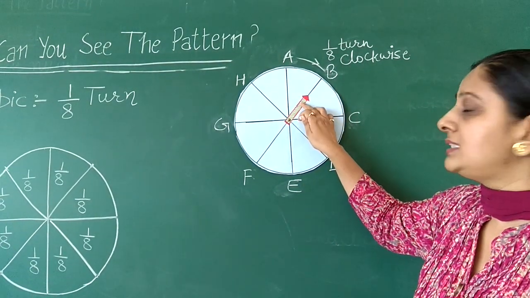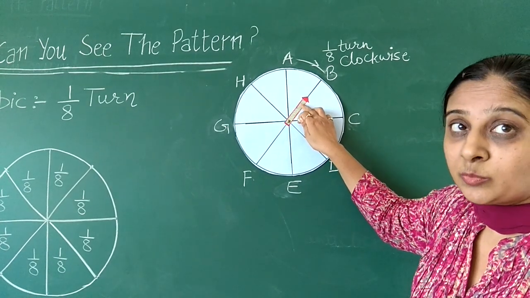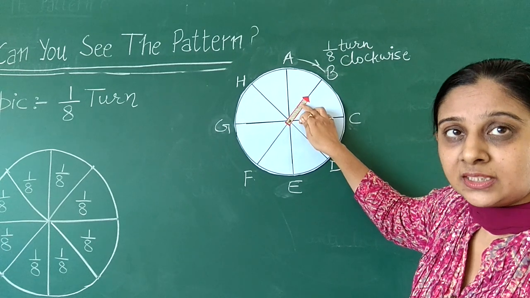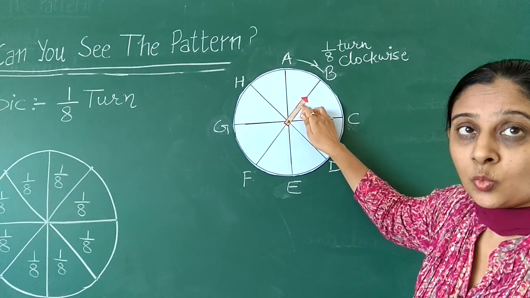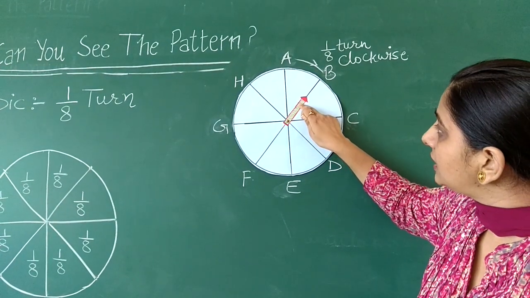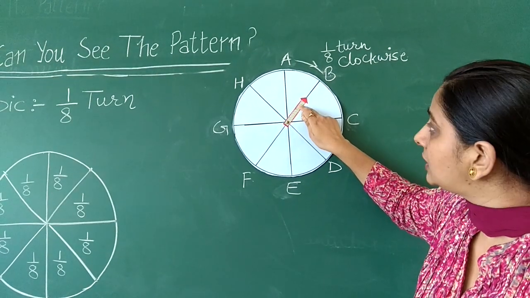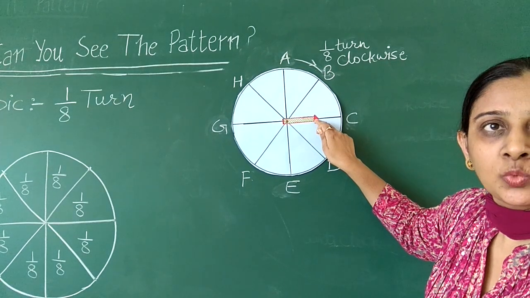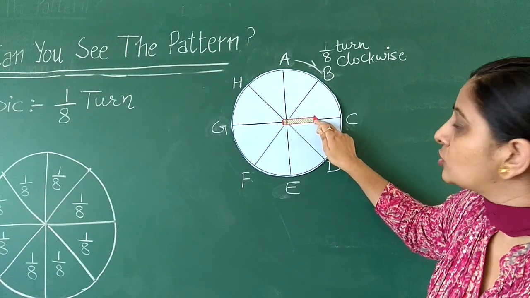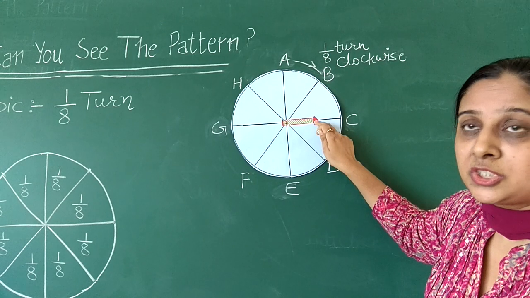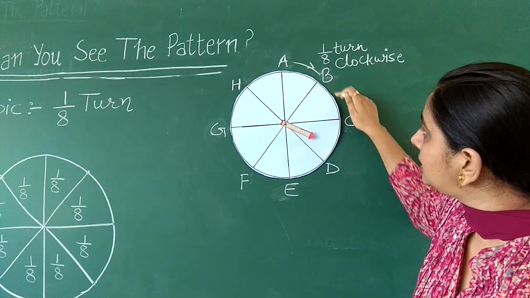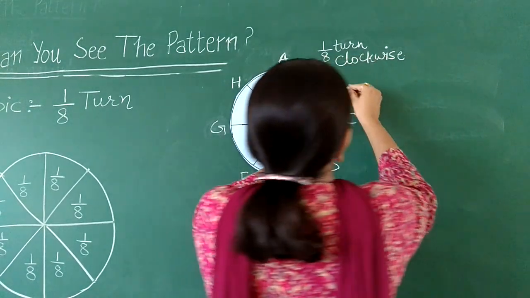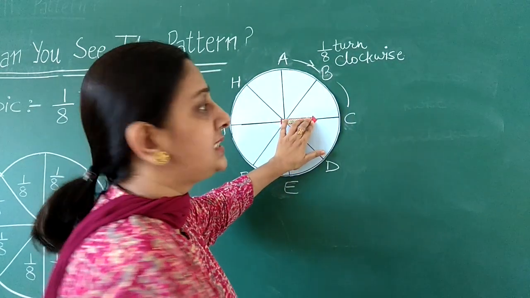Now, let us consider this is the original or starting position of pointer. Where will it be pointing after taking 1 by 8th turn in clockwise direction? So, first it will start from here and it will cover 1 by 8 part of the circle and now it will be pointing towards letter C. So movement or change in position of this pointer from letter B to letter C, we will call it as 1 by 8th turn in clockwise direction.